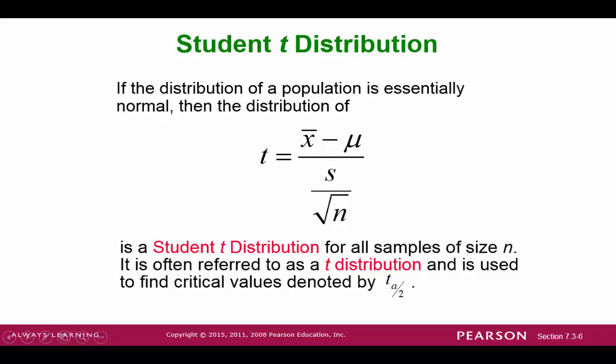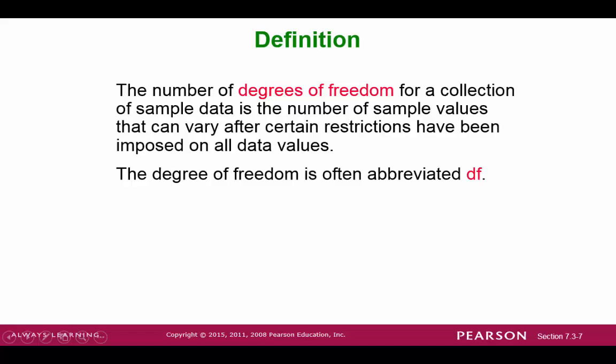This distribution is defined by t is equal to x bar minus mu divided by s over square root of n. Now if you look at this formula and say this is kind of similar to our z-score distribution, that's because it is. The student t distribution uses the sample standard deviation instead of sigma, the population standard deviation. It also uses this idea of a degree of freedom.